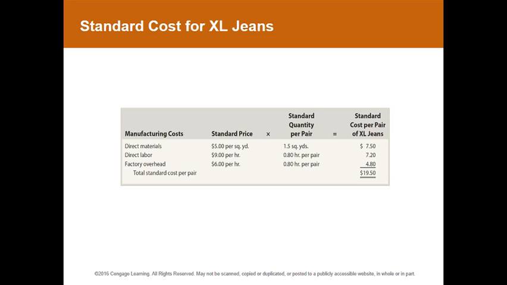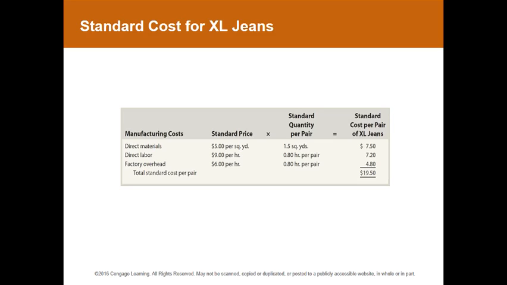This specific slide is actually going to show how that breaks down. So we have $5 per square yard of direct materials. This is what our engineers and our operation managers have determined is necessary in order to generate 1 unit. The quantity per pair is 1.5 square yards. So when we are creating a pair of XL jeans, we have $7.50 in direct materials invested in it.